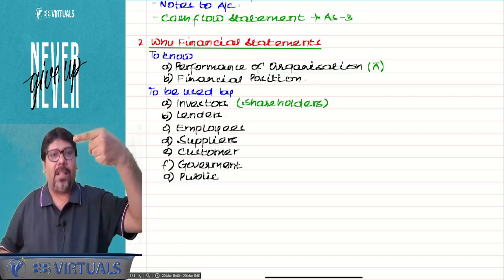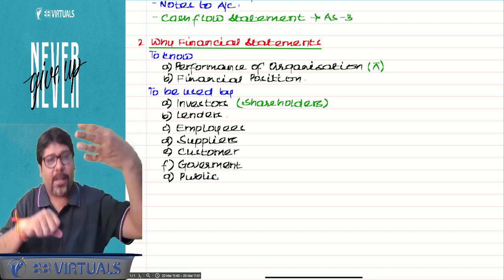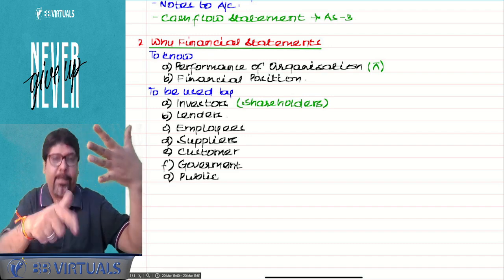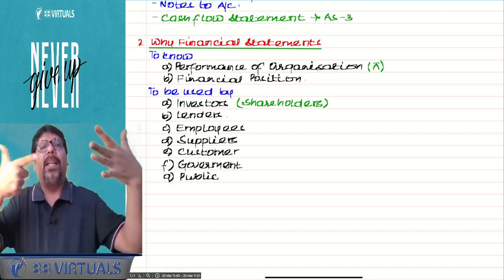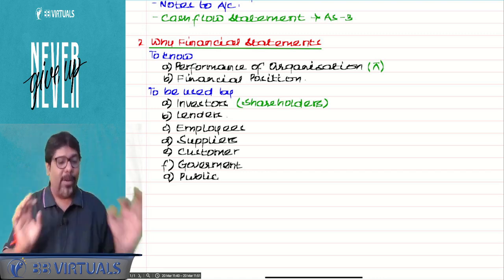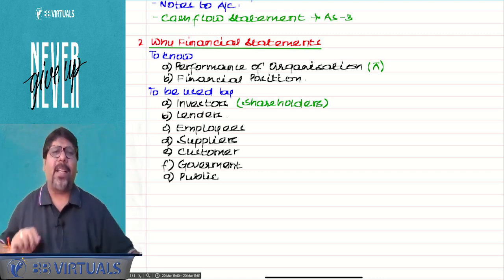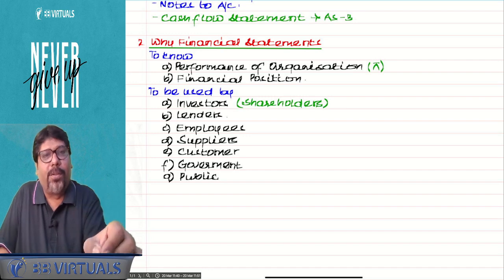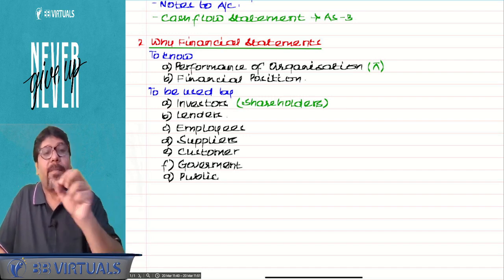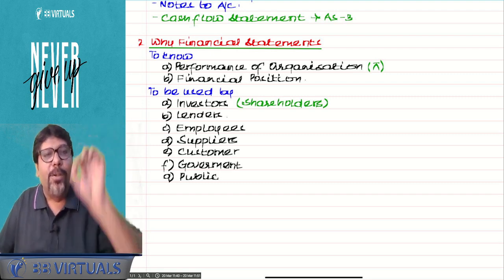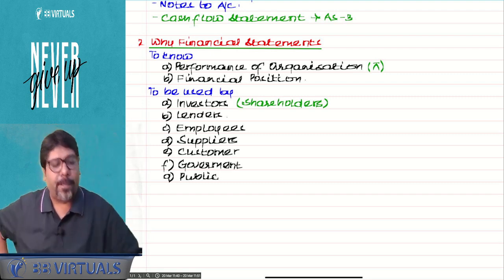Number one, investor. Number two, lenders. Number three, employee. Number four, customer. Number five, supplier. Then government. Then public. Very good. So it is prepared by a chartered accountant, but it is used or read by whom?